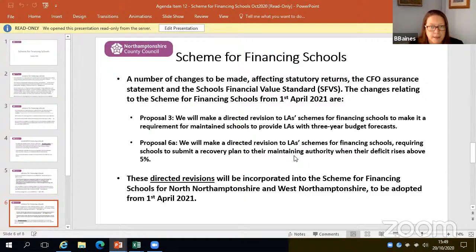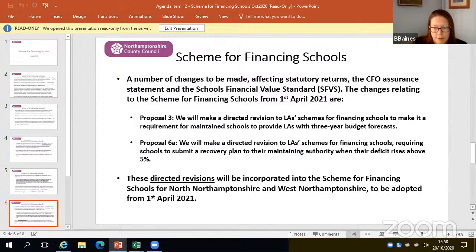But the two that affect the scheme for financing schools are that it's a requirement for maintained schools to provide LAs with a 3-year budget forecast. They already do that, but we haven't got it written into the scheme, so that's being written in. And the second one is that all schools with a predicted deficit rising above 5% have to submit a recovery plan to the maintaining authority, to North Northamptonshire or West Northamptonshire.